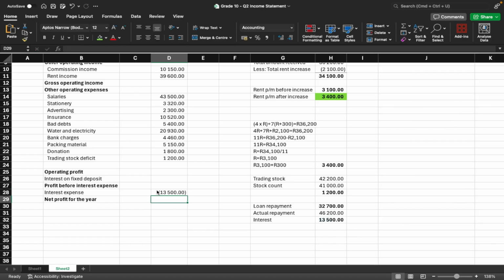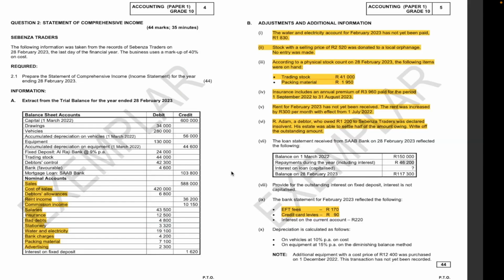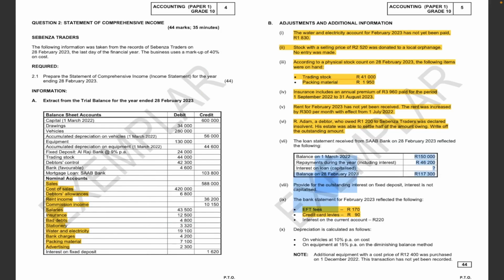All right. Now that we have that, what else are we left with? Well, let me just highlight here. Let's complete this one. We are told here, provide for the outstanding interest on fixed deposit. Interest is not capitalized. So where are we going to get that information from? Well, from the balance sheet section. You can see here we have a fixed deposit at 9% and the amount is 24,000 rand. What does that mean? It means we have invested 24,000 rand in a fixed deposit, and we're earning 9% per annum.